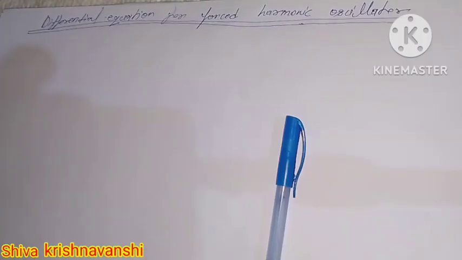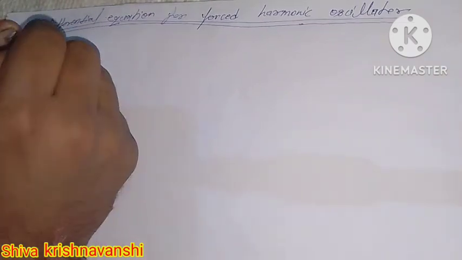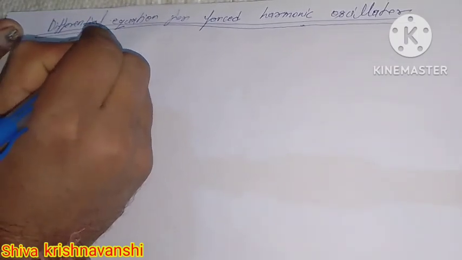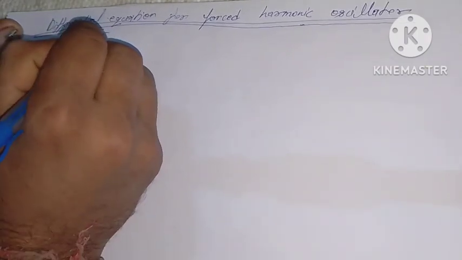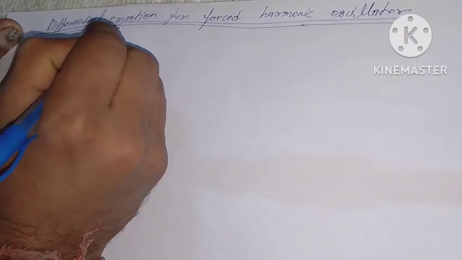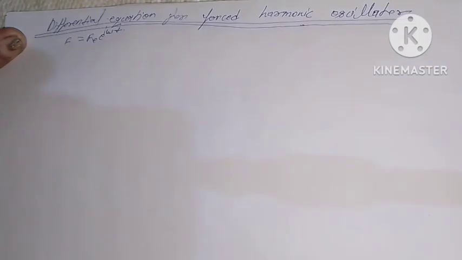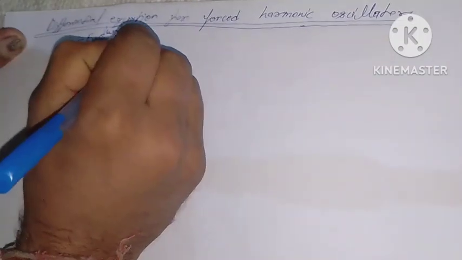Differential equation for forced harmonic oscillator. Let F equal to F naught e to the power i omega t be an external periodic force.